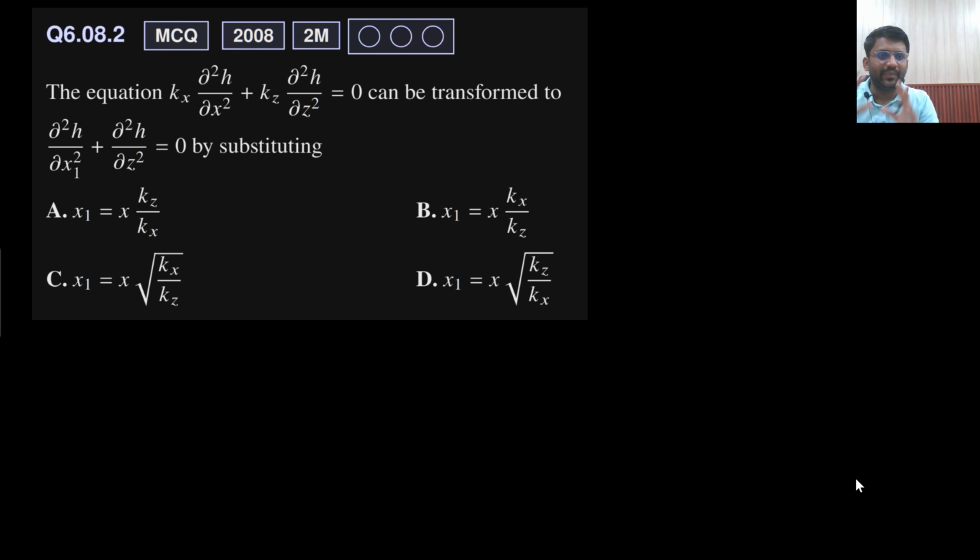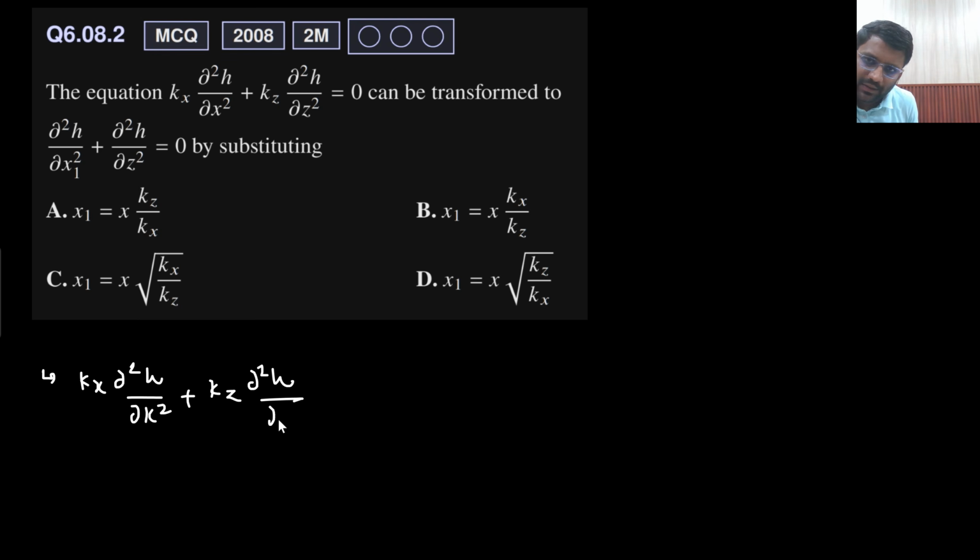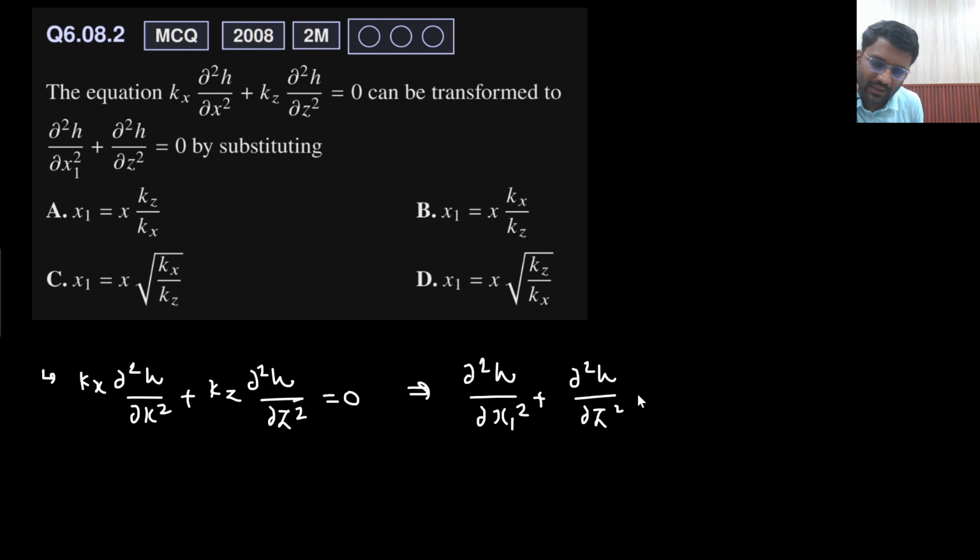Try doing it on your own. This is basic calculus again. No differential equation, nothing. Basic calculus again. What you need to do? You need to equate two equations. That means kx del square h by del x square plus kz del square h by del z square equals to 0 is given. That is equated to del square h by del x1 square plus del square h by del z square equals to 0. That means, sir, with this term there is nothing happening.